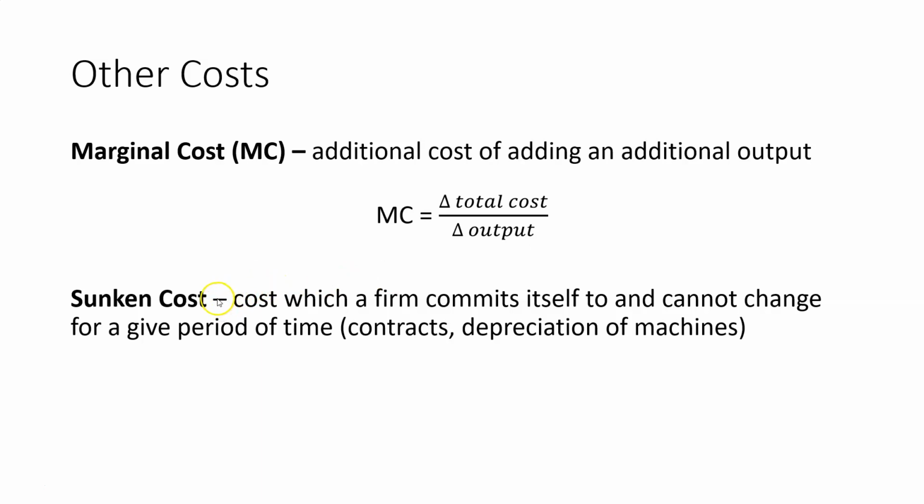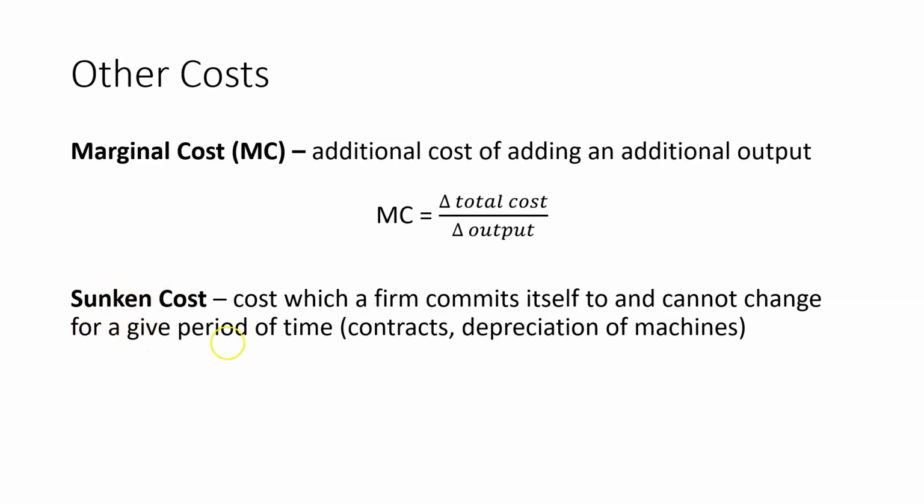Now, one other cost, not one we talk about a lot or even calculate, but it's something you need to keep in mind. That's a sunk cost. A sunk cost is a cost which a firm commits itself to for a given period of time and you can't change. Sunk costs come about because of things like contracts or depreciation of machinery. For you and I, it may be the lease on our car. We have it for a given period of time. We can't change it. We can't get out of it. We have to go. Okay?